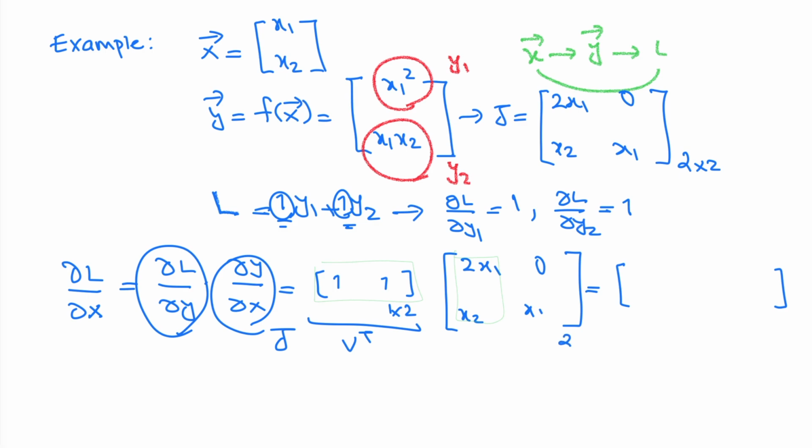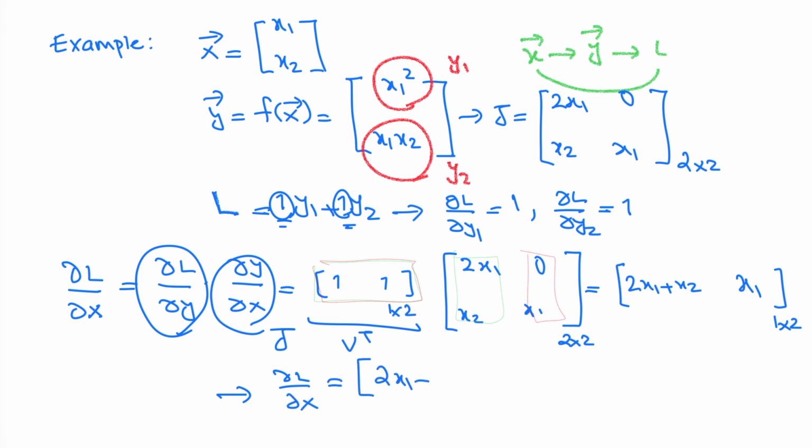And now it's easy because we have a 1 by 2 vector multiplied by a 2 by 2 matrix, which gives us a 1 by 2 vector. And that makes sense, right? Because partial L with respect to partial x, the gradient of L with respect to x, should have 2 elements since we have 2 x's, x1 and x2. If we do this matrix multiplication, for the first element we get 2x1 plus x2, and for the second element we get x1. So that's it. We found the gradient of the loss function L with respect to x, and that's exactly how PyTorch works.